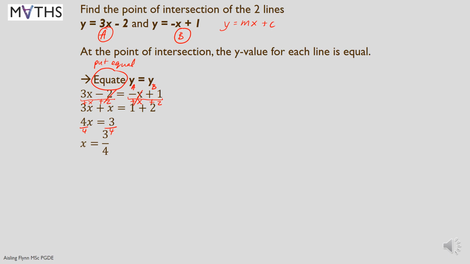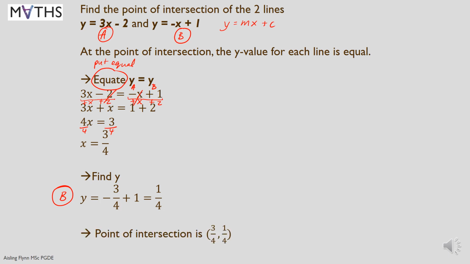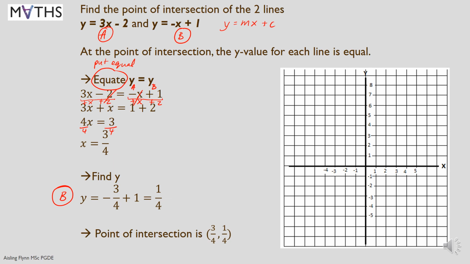Okay, so we're halfway there. Now we need to use the equation of one of the lines. I chose line B to find y. So this is line B. I chose it because we don't have to multiply the x. Okay, so y equals minus x, so instead of x we're now writing 3/4, 3 over 4, plus 1, and minus 3/4 plus 1 gives me plus 1/4. So there I have a y value, and now we have the point of intersection as being (3/4, 1/4). So let's look at what that looks like on a graph.